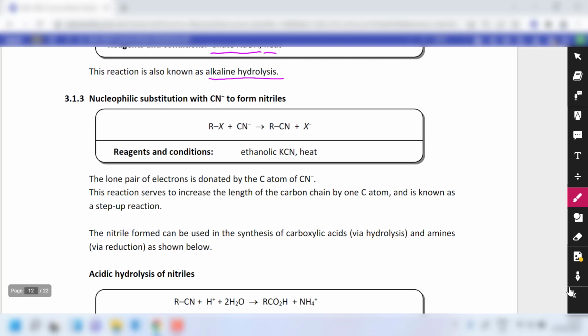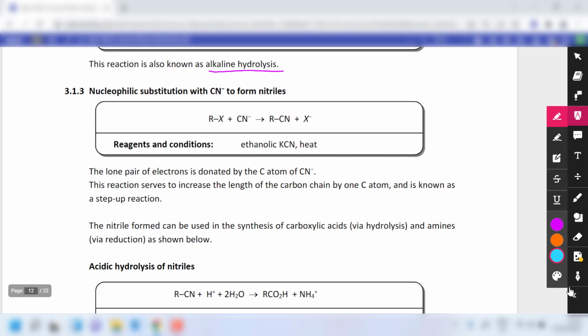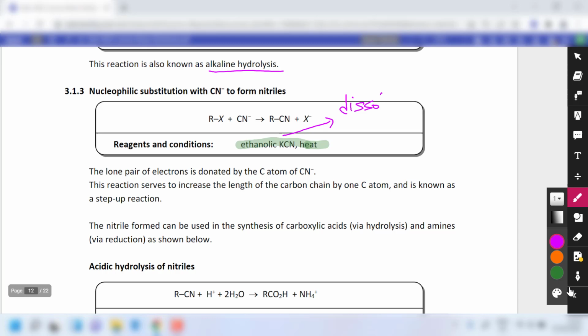Before we talk about the expansion, you might want to remember the condition: ethanolic KCN, heat. What is the meaning of ethanolic KCN? That means that you are dissolving KCN, which is an ionic compound, in ethanol. Usually you heat it under reflux to ensure that the reaction goes to completion.